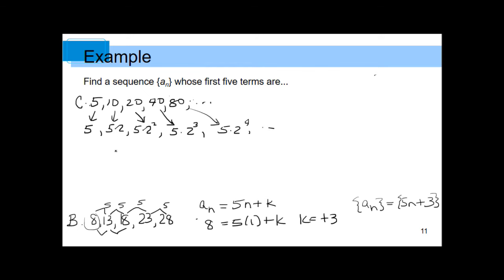Okay, so what you want to think about in this case is just matching up the term with its position. So this is the first term. This is n equals 1. For n equals 1, we want to get 5. For n equals 2, we want to get 5 times 2. For n equals 3, we want to get 5 times 2 squared. For n equals 4, we want to get 5 times 2 cubed. And for n equals 5, we want to get 5 times 2 to the 4th.